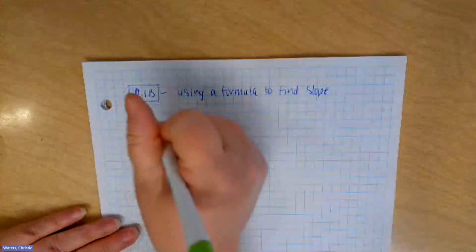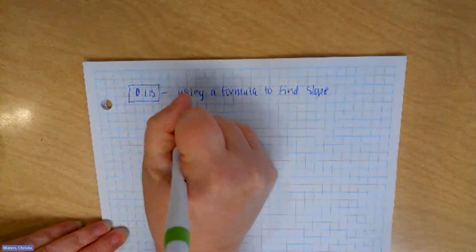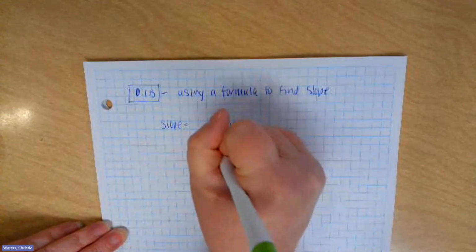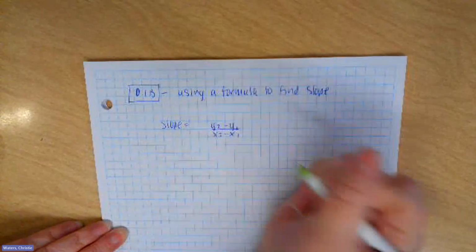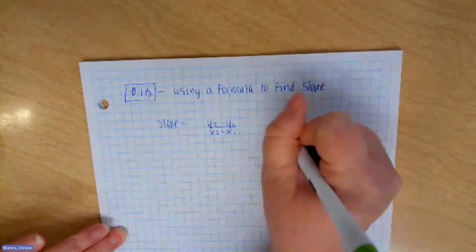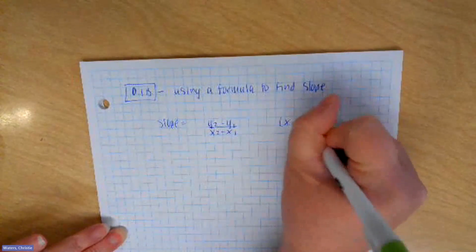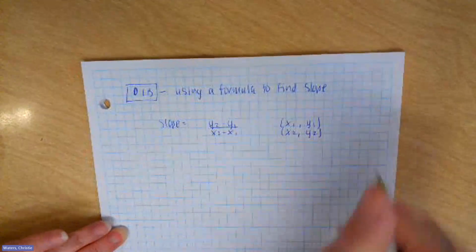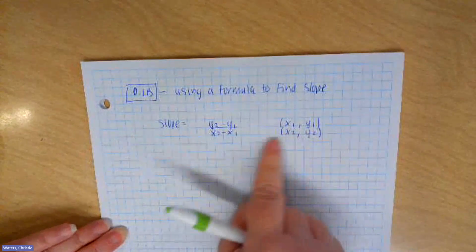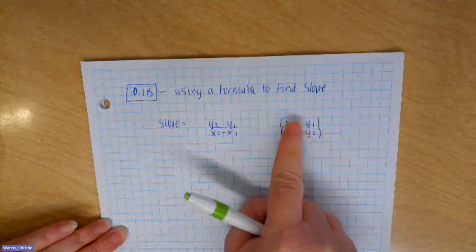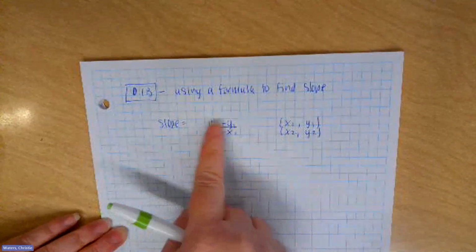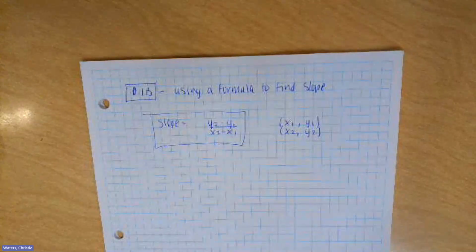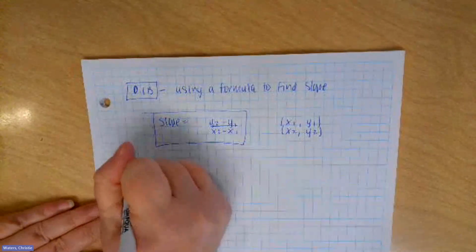So the first thing I'm going to do is I'm going to tell you what the formula is. It is y2 minus y1 over x2 minus x1. And that comes from having two coordinates, x1 and y1, and then x2 and y2. So you're always going to be provided with two coordinate pairs, which is a total of 4 different numbers, and you're going to plug those 4 numbers into this formula, okay? So let's try it with this first example.